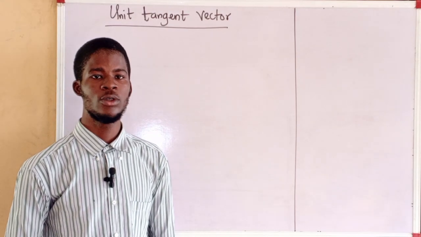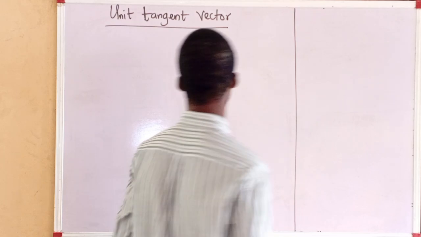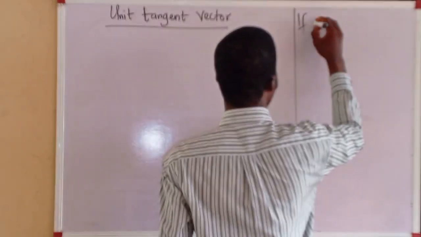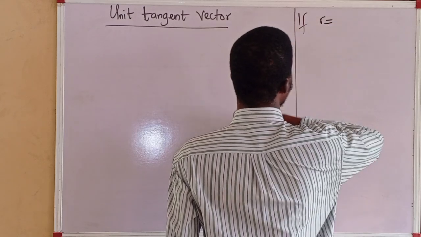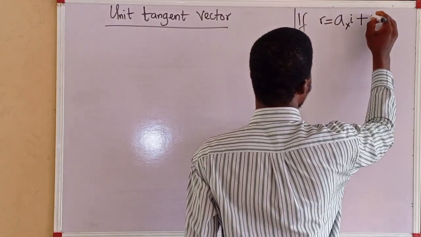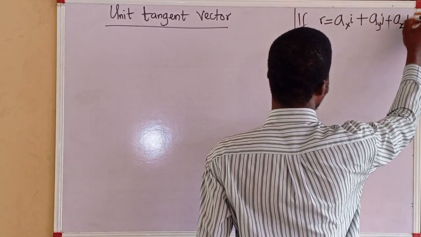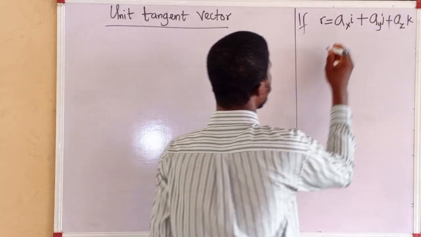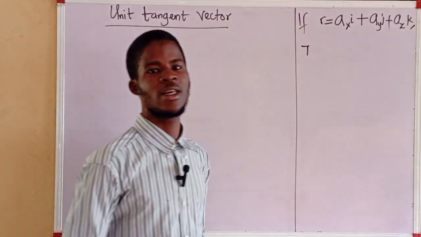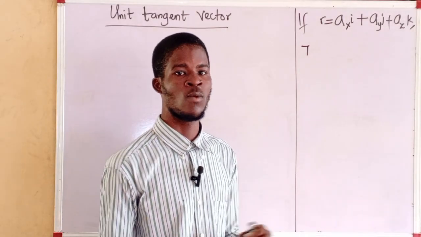Let's talk about unit tangent vectors. Still on vector analysis. Now, if I have a vector r equal to axi plus ayj plus azk, the unit tangent vector T, which is a vector that is tangent to a curve at a particular point, has a magnitude of 1.